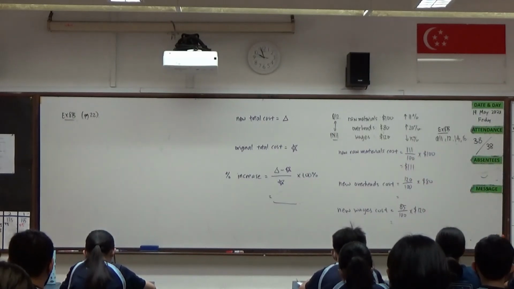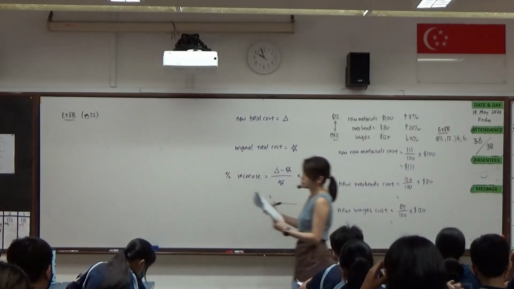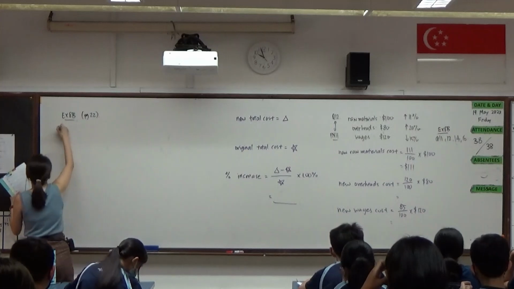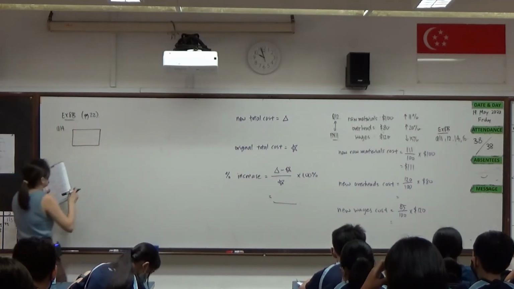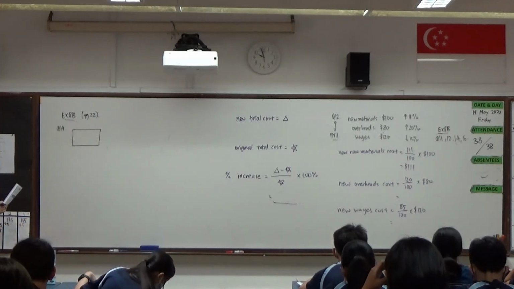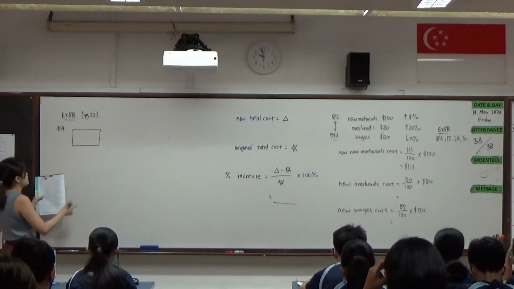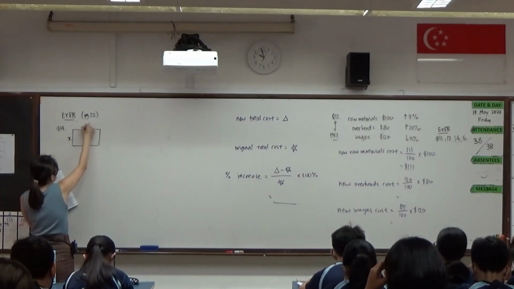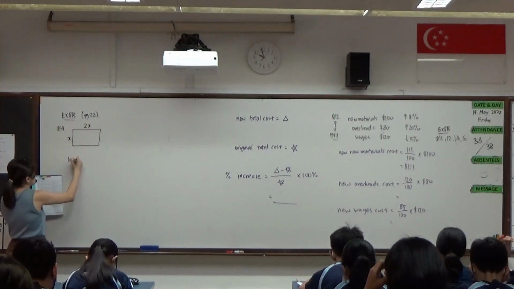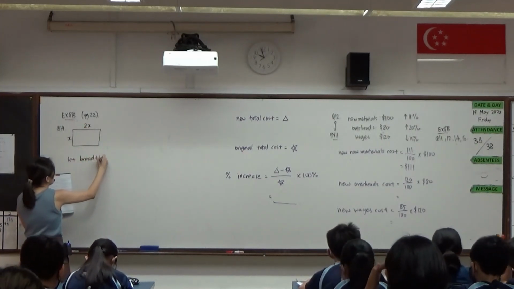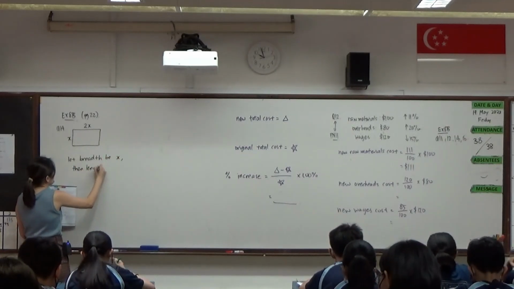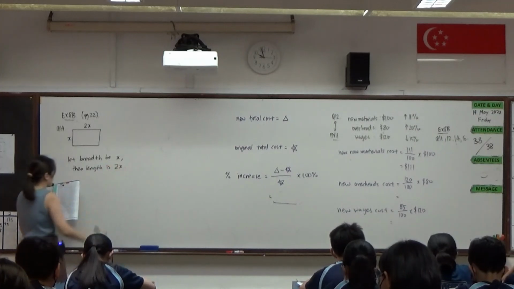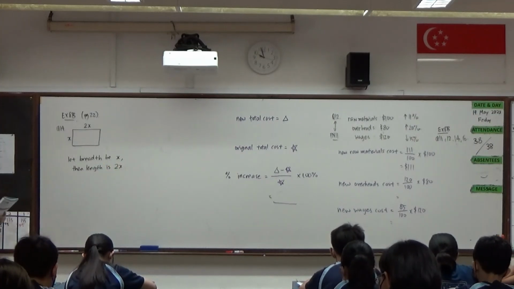Question 14, you have also done something similar already. In fact, we did 2 option questions. Alright, so there is a rectangle, the length is twice that of its breadth. We let x be breadth, length be 2x. Make sure you have such statements.